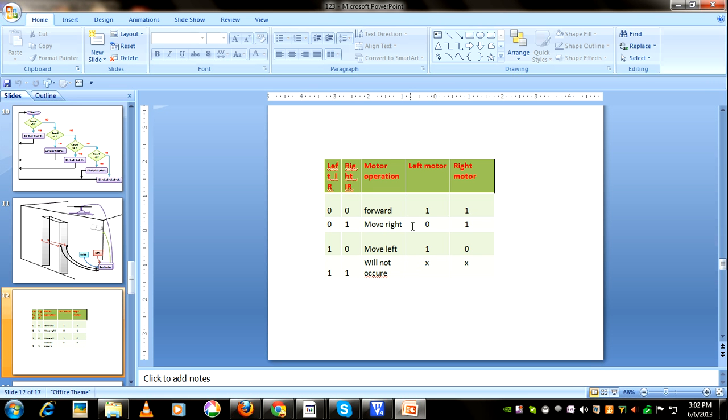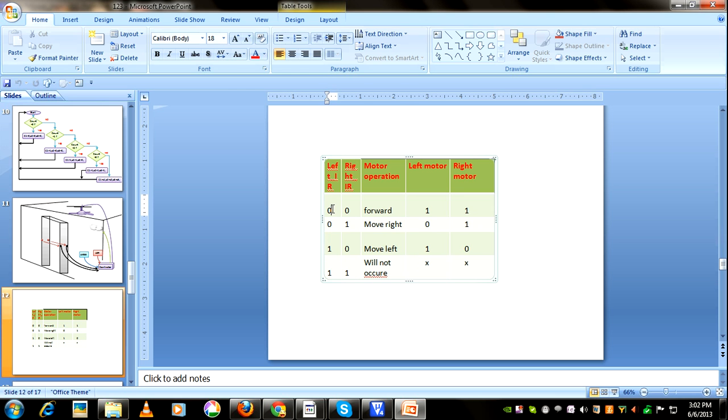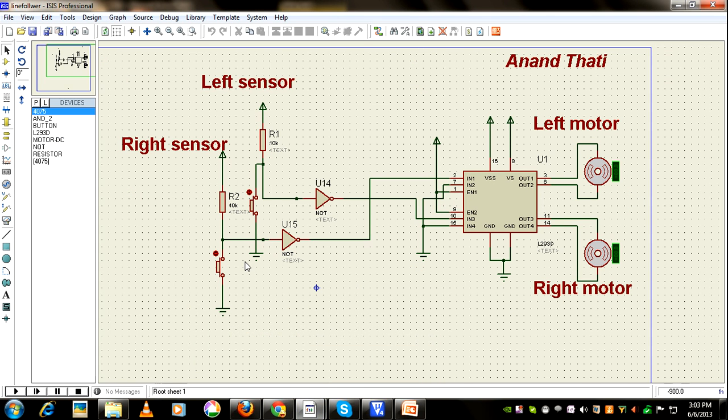This is a bigger circuit, so we'll see the optimized version. Here is a truth table. When the IR sensors, left and right, are 0, it is not on the black line. The black line is in between the motors, so we are running both motors. And when the input is 01, the output is 01, when 10, 10. When we use a K-map, the logic will reduce, so that the circuit will become like this. The right sensor output is inverted and given to the left motor, and the left sensor output is inverted and given to the right motor.